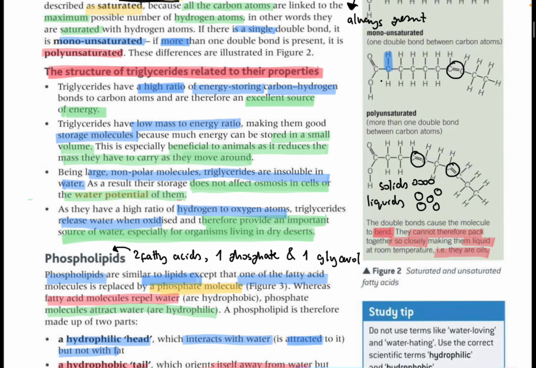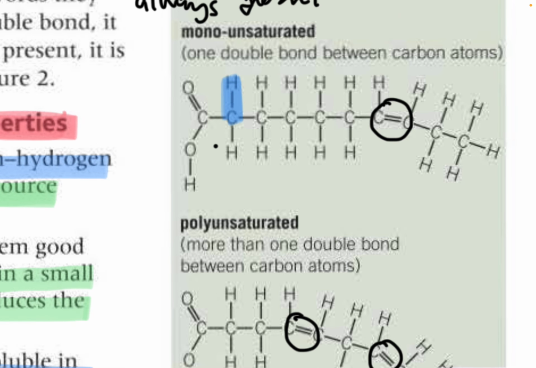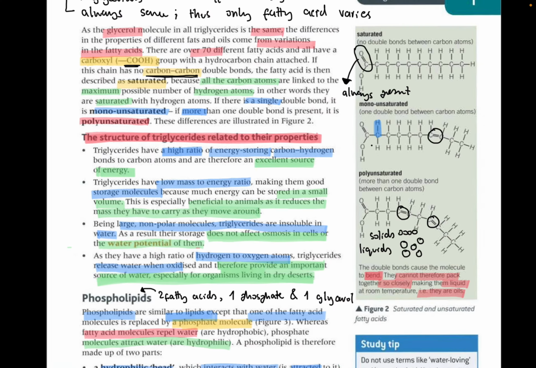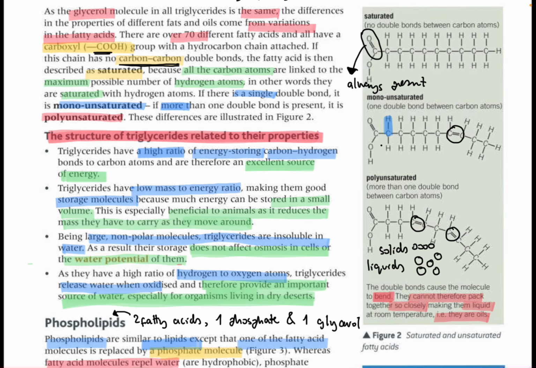Now we're going to be looking at the structure of triglycerides and how those relate to their properties. Initially they have a high ratio of carbon-hydrogen bonds to carbon atoms and are therefore an excellent source of energy. Essentially what that means is, over here you can see that for every carbon atom I have roughly 2 hydrogen bonds, so there's almost double. And the carbon-hydrogen bonds are a great source of energy.